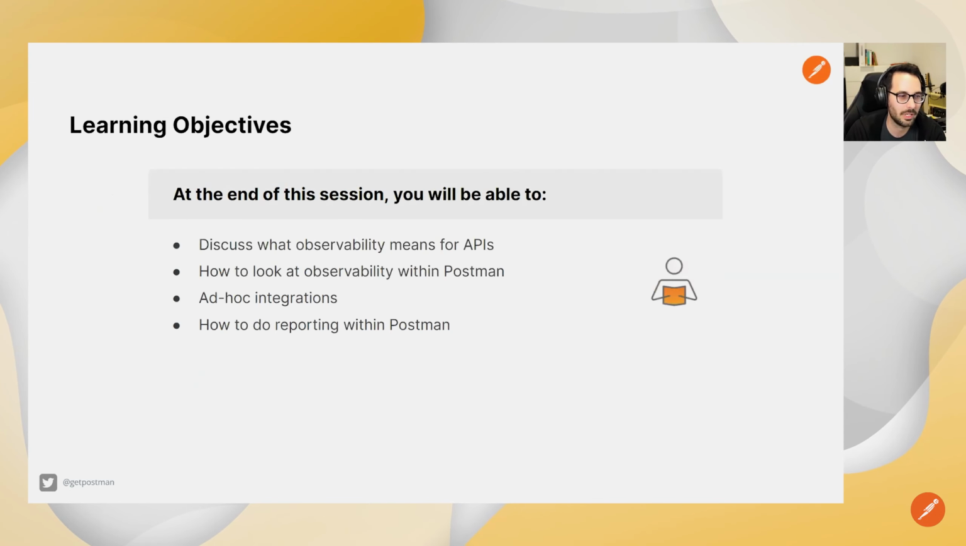Let's look at what we're going to learn. We're going to learn what is observability, how to do it, the different integrations that are available. And then we'll jump just a little bit into reporting, which is a higher level of observability.